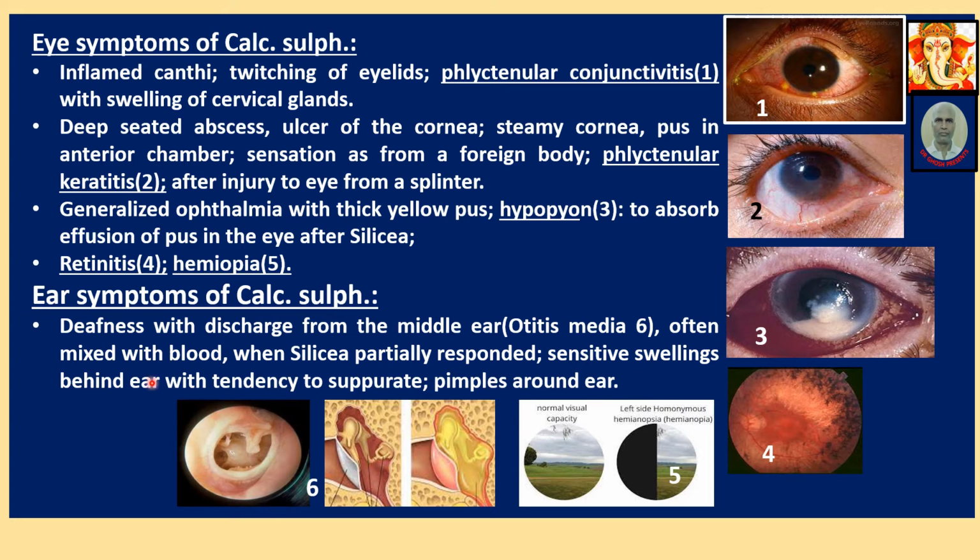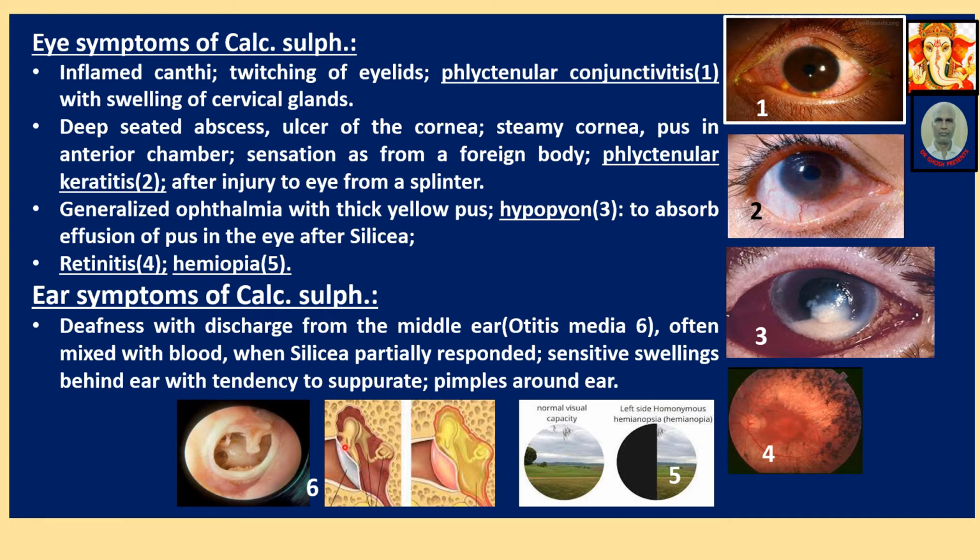It is also often mixed with blood. It comes out, otitis media, pus comes out. Deafness of discharge. Discharge means pus. Middle ear, this is called otitis media, number 6. Often mixed with blood when Silicea partly responded. Same thing. Sensitive swellings behind the ear with tendency to suppurate, pimples around the ear.